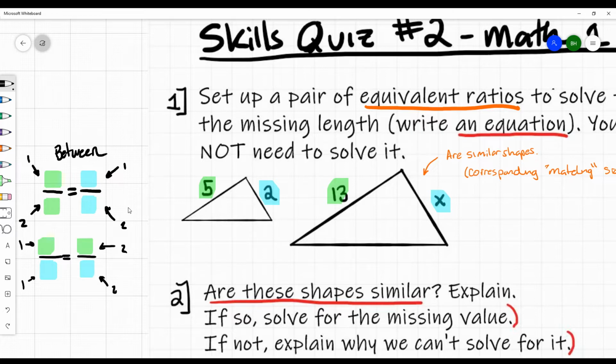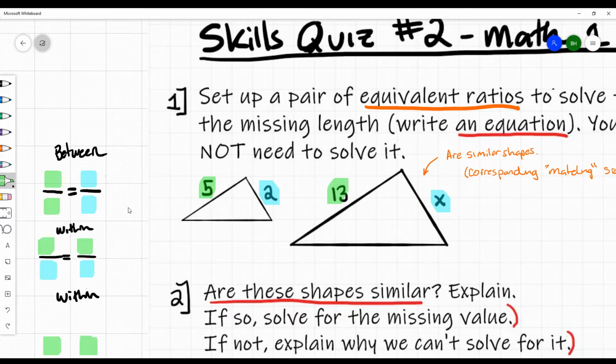To make this a little bit easier, I'm going to erase some of these arrows and lines so that way we can see what's going on. But just using colors and visualizing how to set up some of these ratios, there's a couple different ways to do it. So this is a between ratio. This is a within ratio. Another set of within ratios is if we just take these colors and just flip them. So now the greens are on the bottom, and then we have blue on the top.